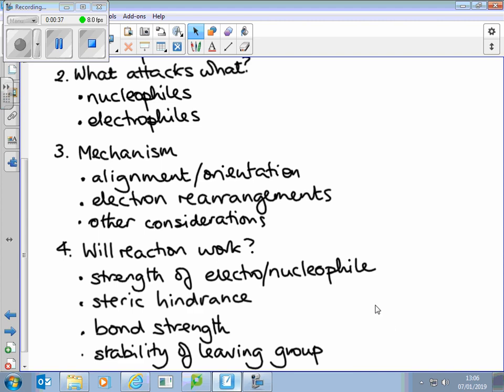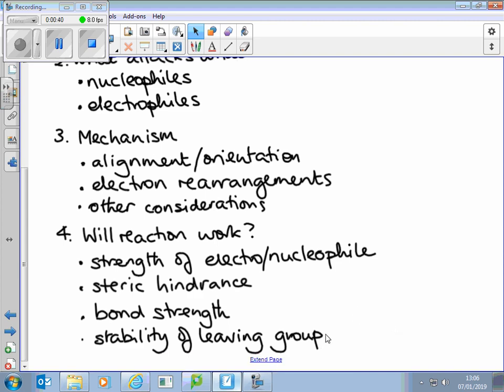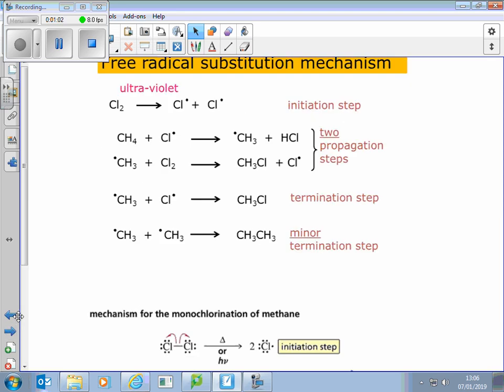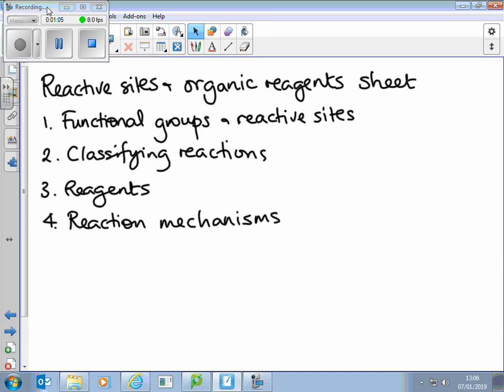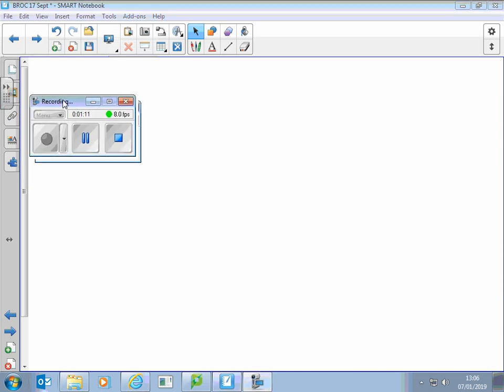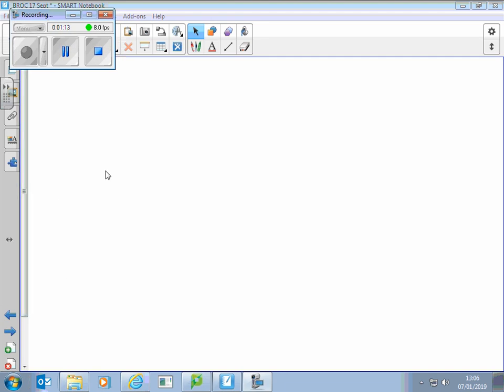So those of you who are here at the moment, obviously you've seen it in front of you anyway. And then the other sheet that we looked at, the reactive sites and organic reagents sheet. And then where this leads us to, the fourth point on there, reaction mechanisms, is now what we're going to have a look at in a bit more detail. My aim is to try and get this done fairly quickly. Sorry, I've put an extra sheet of diagrams in because I know that's where I'm heading for. It'll make life a bit easier.